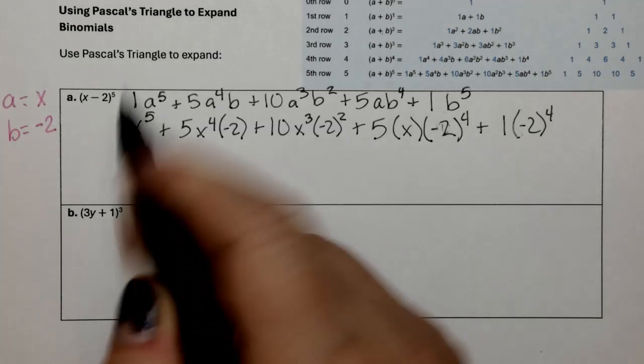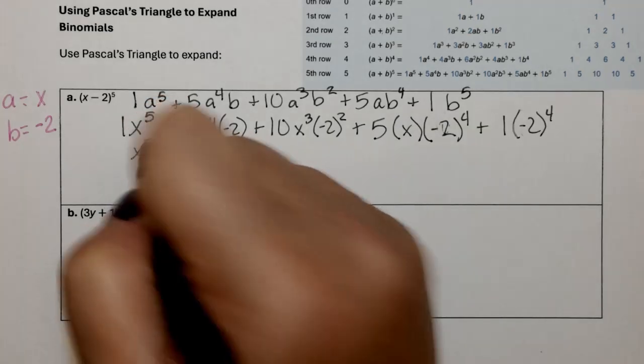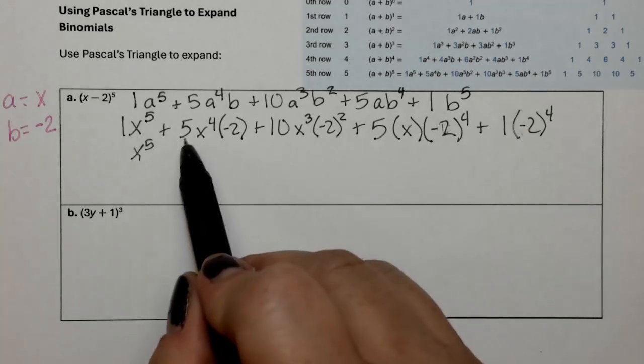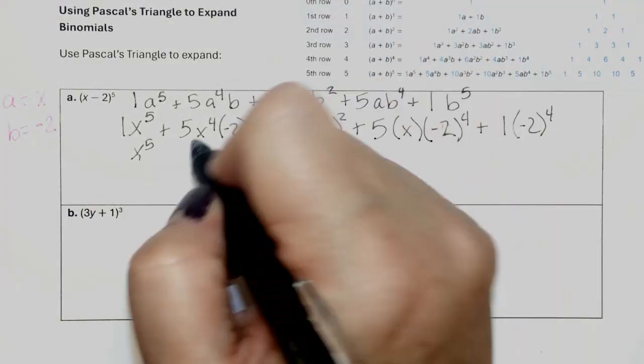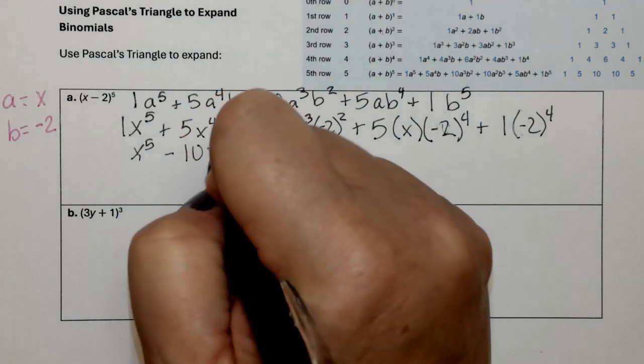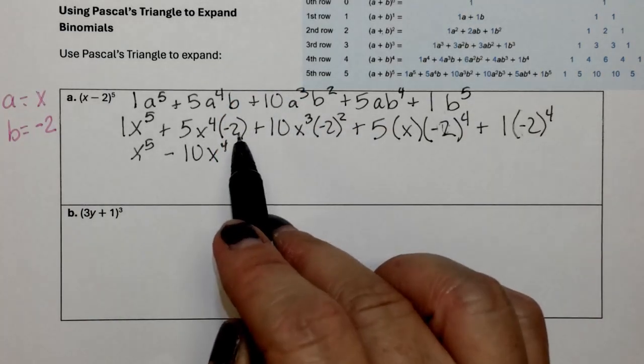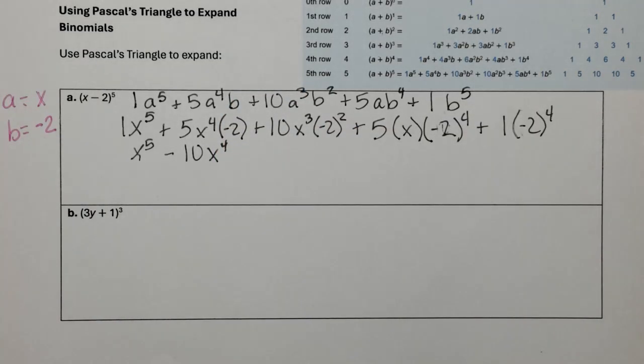All right, so let's simplify. This one just becomes x to the 5th. Next one becomes 5 times negative 2, which gives us negative 10x to the 4th. So that's what I was saying. Since the exponent of this one is 1, that gives us a negative value there.